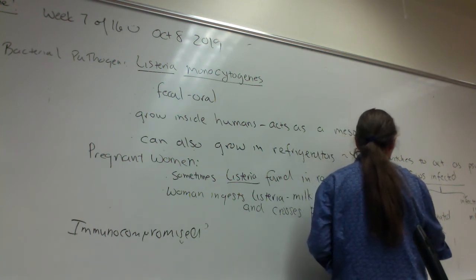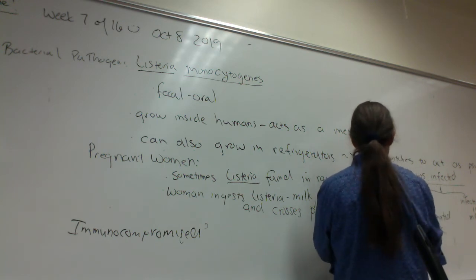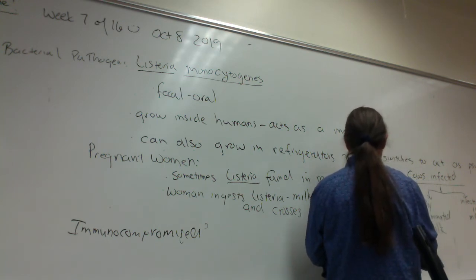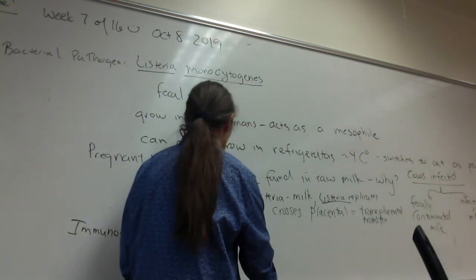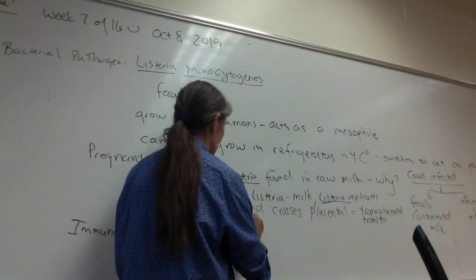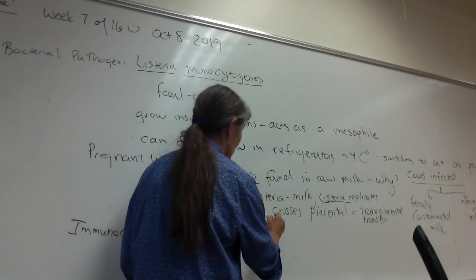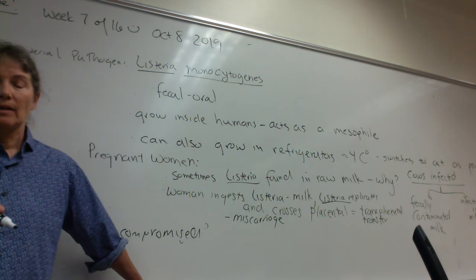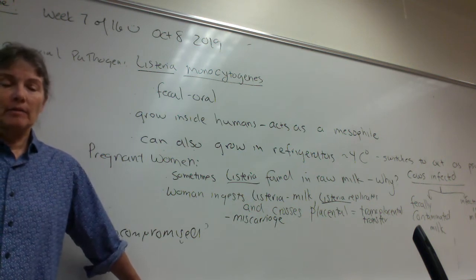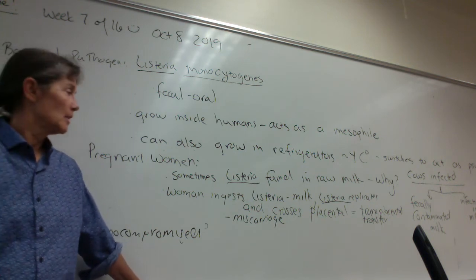And we're always worried because the developing baby is at really high risk. So what can happen is you can end up with miscarriage. This is what happened several years ago. There was an outbreak of Listeria from a raw milk product, and it caused a series of miscarriages in women, right?